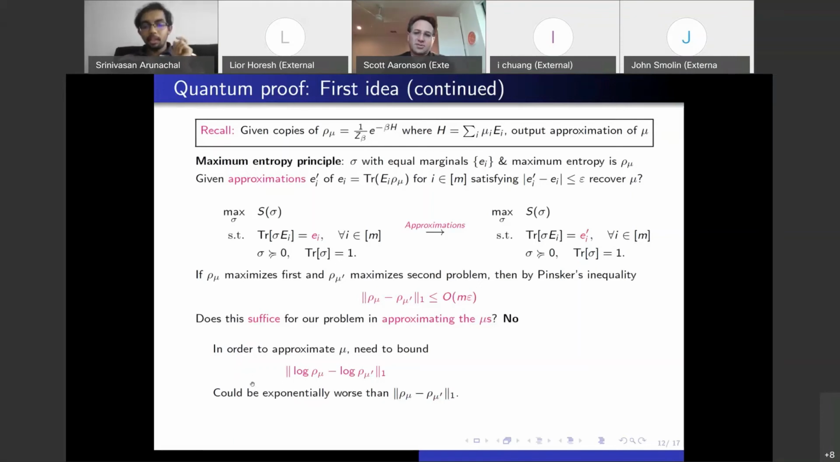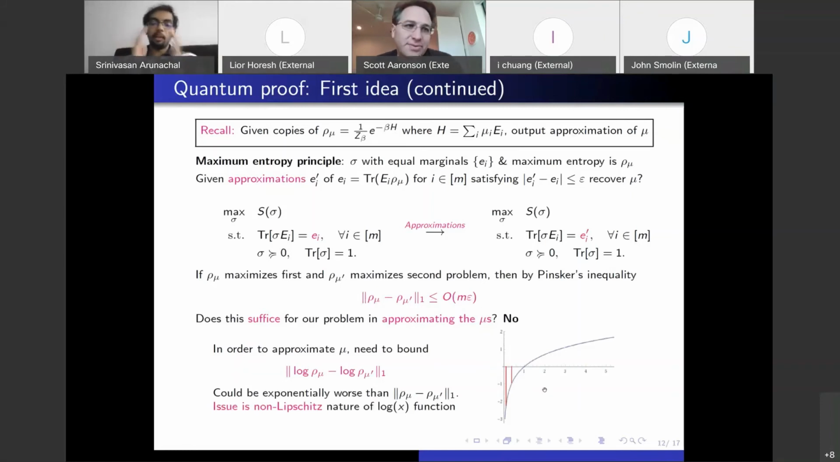But unfortunately, this quantity could be exponentially worse than this quantity, and that's just because the log function is highly non-Lipschitz around 0. Once you go around 0, the log function difference could be exponentially far: although on the x-axis you're very close, on the y-axis you could be very far away from one another. So just having this trace norm condition does not allow you to produce a mu prime that is close to mu. We are still not done yet. This is the main issue here. The non-Lipschitzness of the log function doesn't allow you to go from approximating rho mu by rho mu prime to actually producing a mu prime that is close to mu.